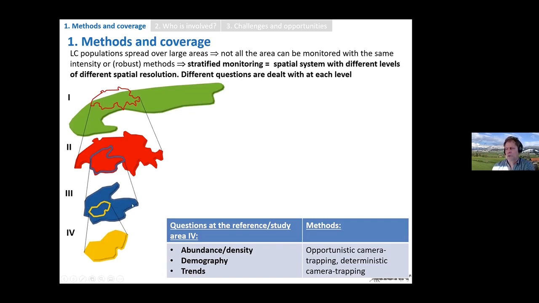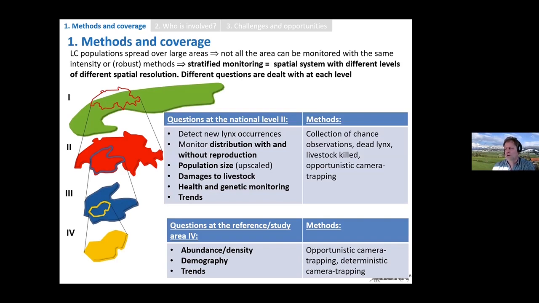Then at level three, you have the management compartment, where management decisions are taken in Switzerland. At level two, this is whole Switzerland. Here we will more look at, where do we have new lynx occurrences? Also, we would like to monitor distribution with and without reproduction. Population size will be upscaled from very robust estimation in so-called reference areas, and we try to extrapolate that over the suitable habitat that is occupied by the species in the management compartment, and then by adding all the abundance over whole Switzerland, we will get some information about the population size.